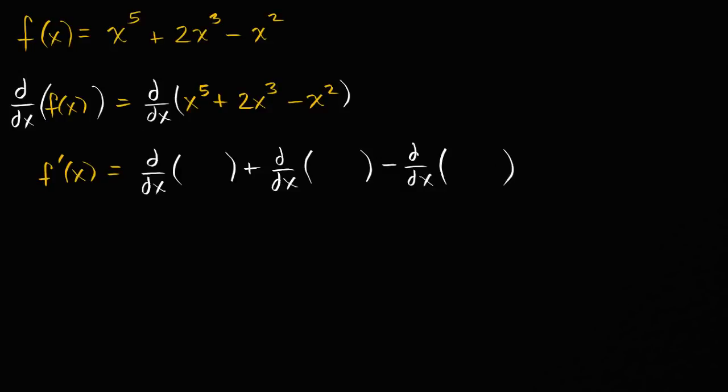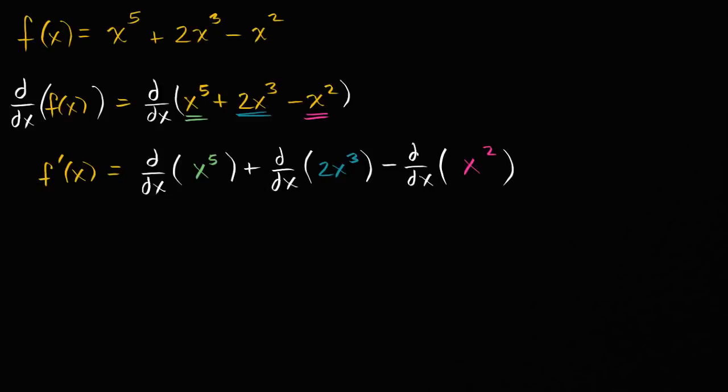and I'll color code it here. So here I had an x to the fifth, so I'll put the x to the fifth there. Here I had a 2x to the third, so I'll put the 2x to the third there. And here I have an x squared. I'm subtracting an x squared, so I'm subtracting the derivative with respect to x of x squared. So notice all that's happening here is I'm taking the derivative individually of each of these terms, and then I'm adding or subtracting them the same way that the terms were added or subtracted.